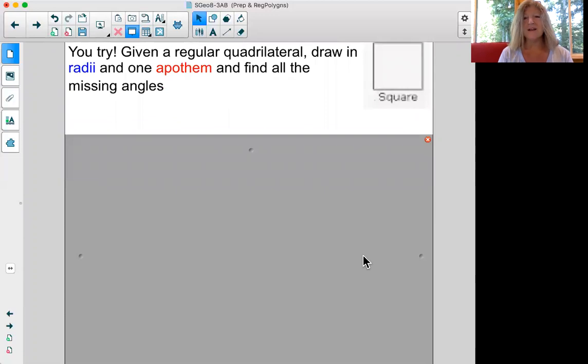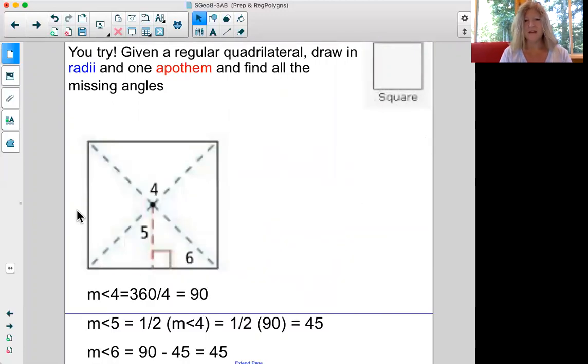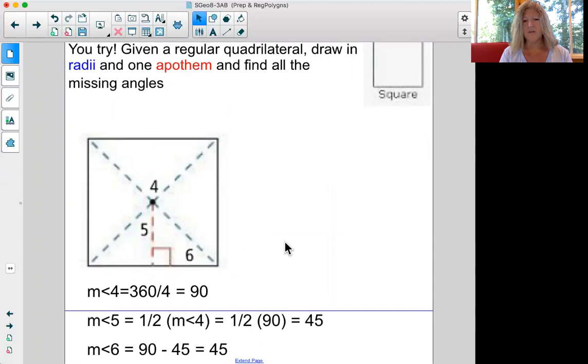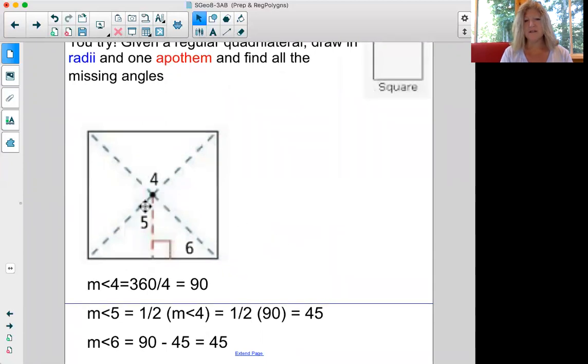So pause. Draw the center point, the radii, drop down the apothem, and find all the missing angles. So here's our picture. We drew the radii in blue. We dropped down the apothem in red. We found the central angle, 360 divided by 4, measurement of angle 4. Then when we dropped that down, that angle got bisected. And then we knew that these 2 angles are complementary.